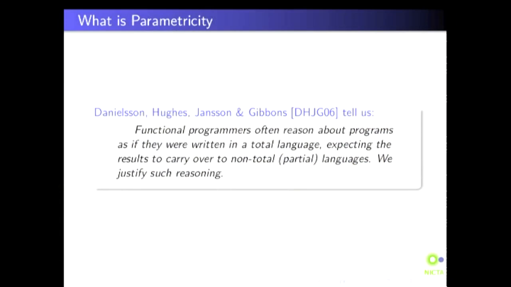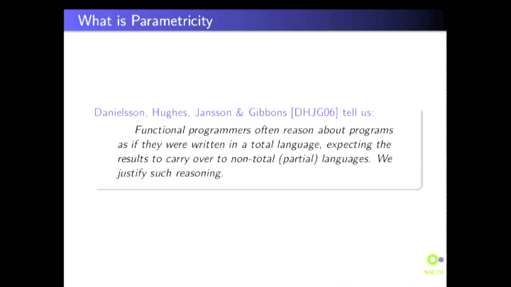Basically, parametricity, this is where it originated, which is not where it originated. This is a statement that was made soon after it originated. But basically, it says functional programmers, I believe it should just say programmers, often read about programs as if they were written in a total language, expecting those results to carry over to a non-total language. All right, so does anyone here use Agda, Coq, Isabelle? Yeah, so these are examples of total languages. Most other languages are non-total.